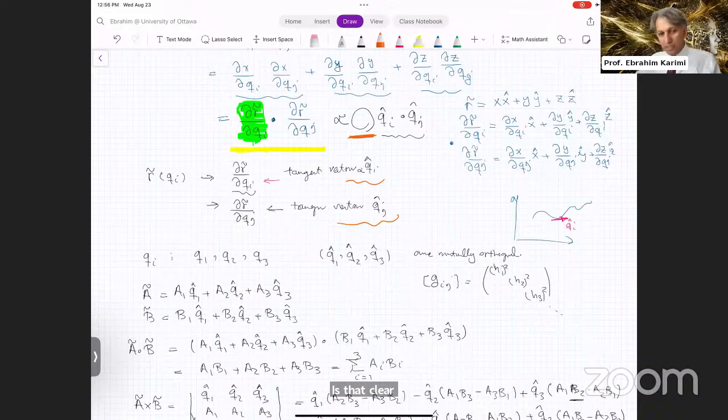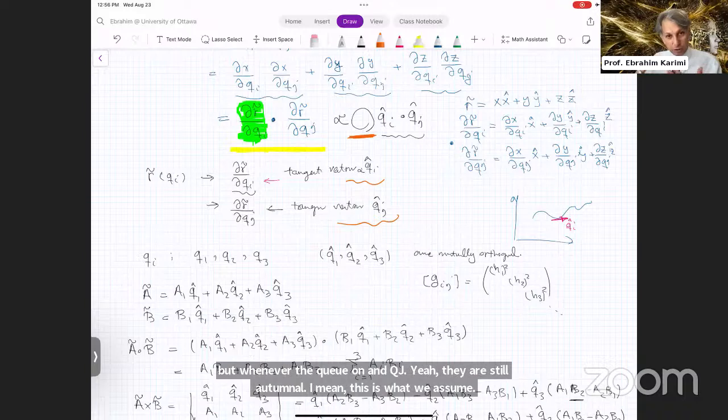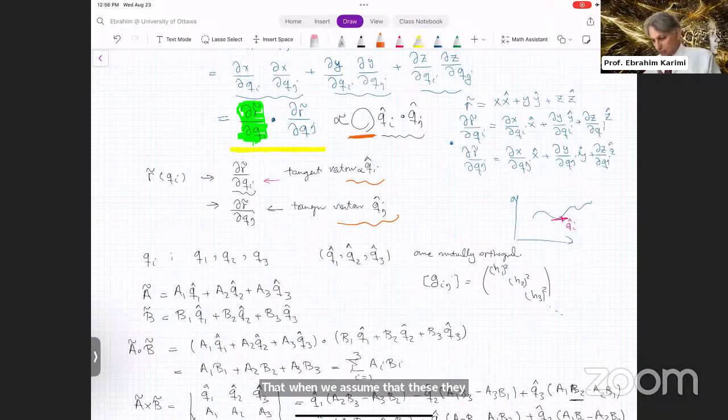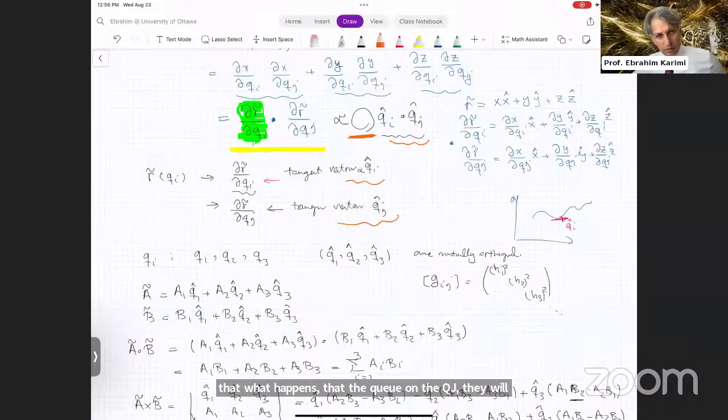Yes, but whenever the Qn and the Qj are still orthogonal. I mean, this is what we assume, that when we assume that they are orthogonal to each other, that's what happens. That the Qn and the Qj will be equal to 0. Well, maybe at the end of the lecture you can take the microphone and tell me. Okay, is that okay?